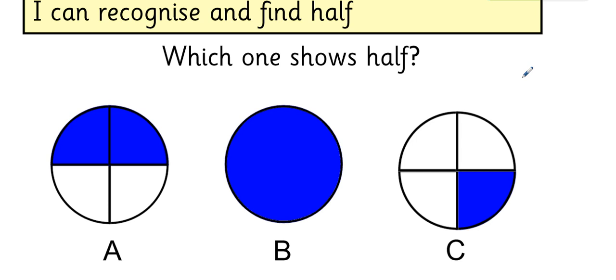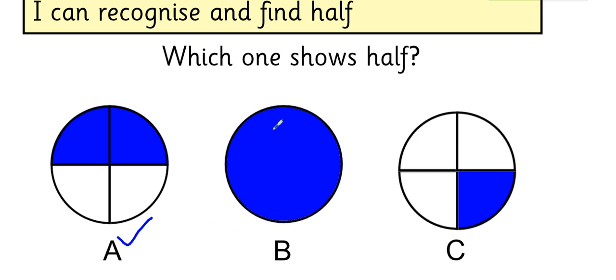Which one shows half? Think to yourself now. I'm only going to give you 10 seconds. Okay. The one that shows half is A. A shows half. 2 equal parts, blue and white. And we've coloured in the blue one. 2 for blue, 2 for white. They're equal. So A shows half.